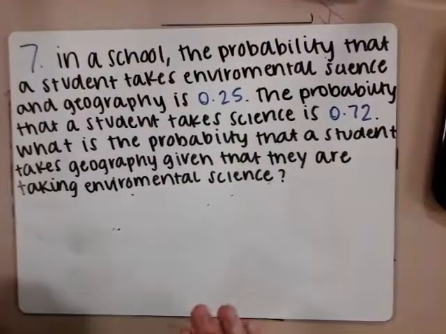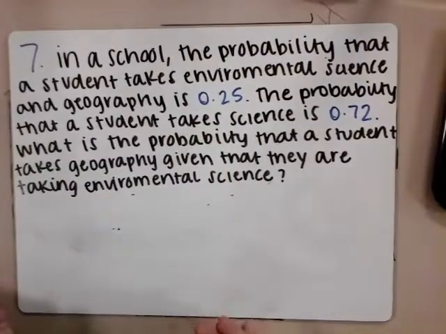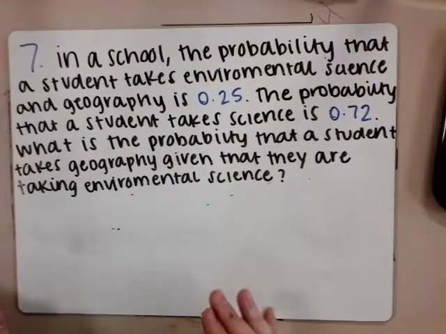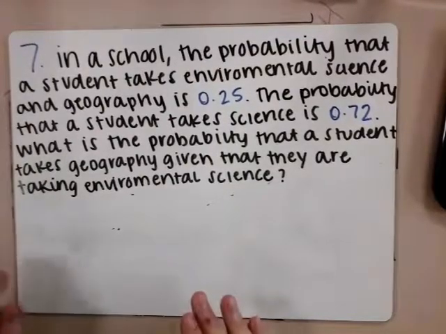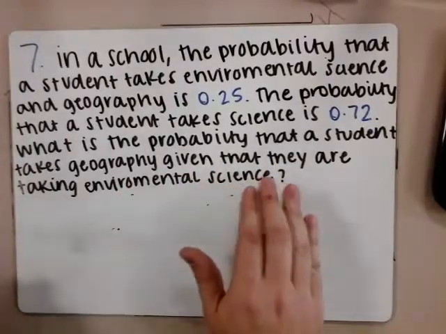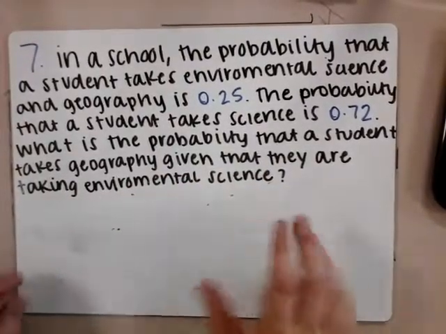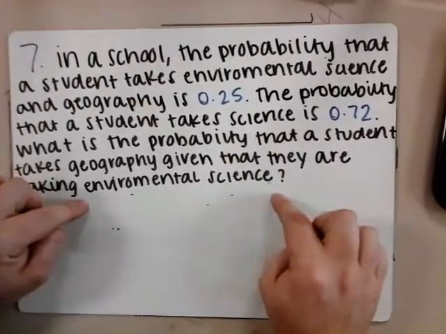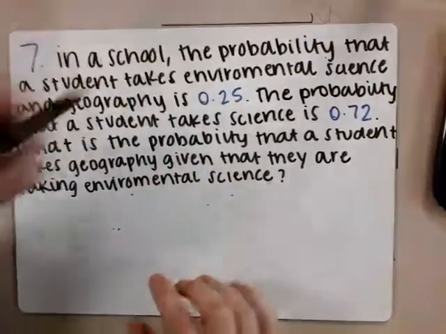All right, the first example. In a school, the probability that a student takes environmental science and geography is 0.25. The probability that a student takes science is 0.72. What is the probability that a student takes geography given they are taking environmental science? In other words, out of the environmental science kids, how many are taking geography? Let's take a look at what this looks like.